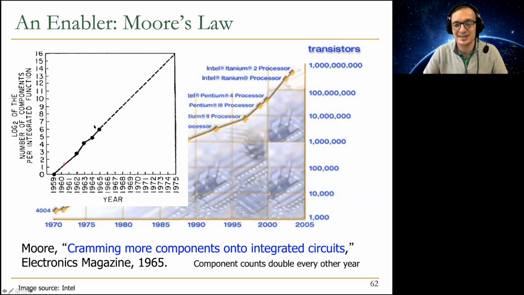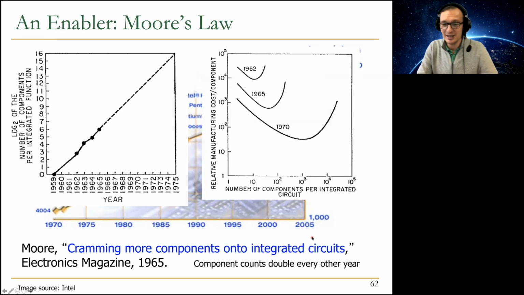He looked at the integrated circuits that were manufactured in 1959, 62, up to 65. He looked at the number of components per integrated function on a logarithmic scale, and he observed this exponential curve, because the axis on the left is logarithmic. That's true here for Intel, this is from 2005. We're going to see a later version. He says that there exists a Pareto optimal point in terms of the number of components per integrated circuit that can minimize the cost per component.